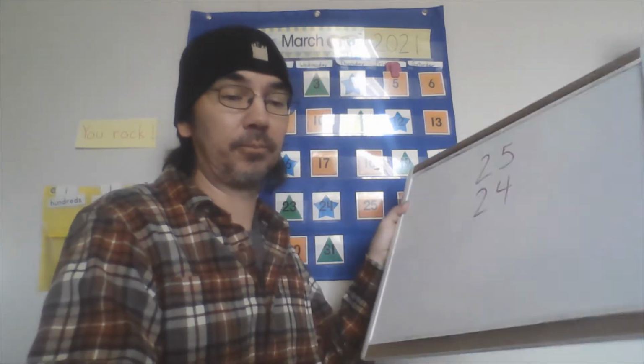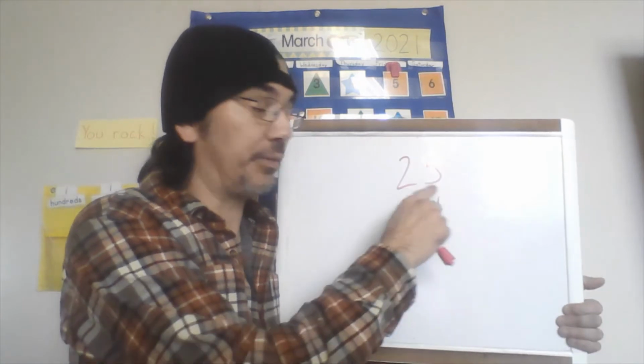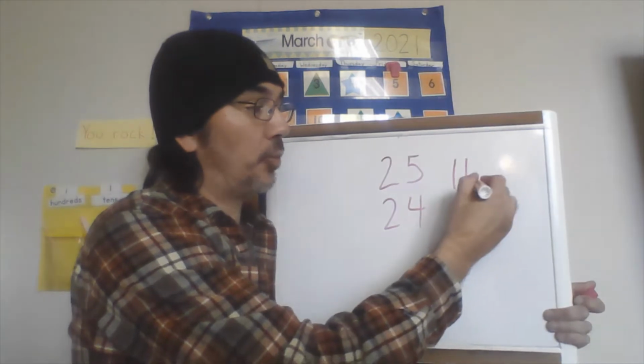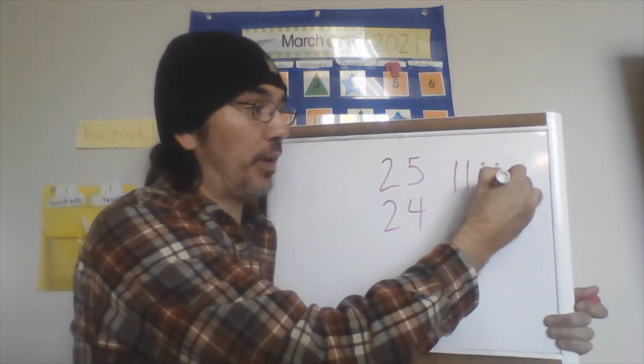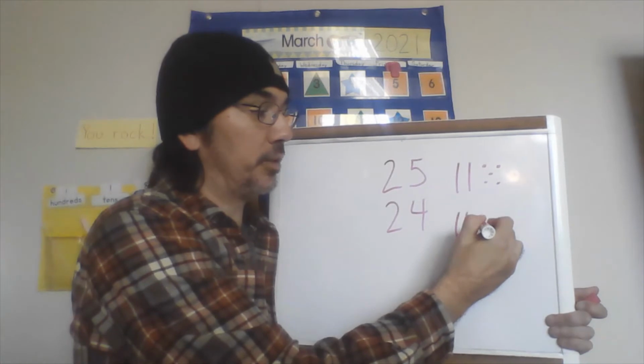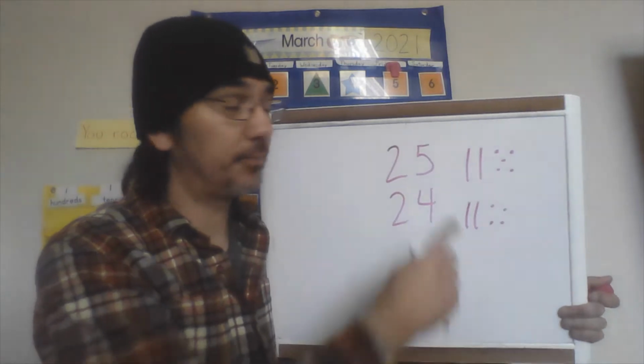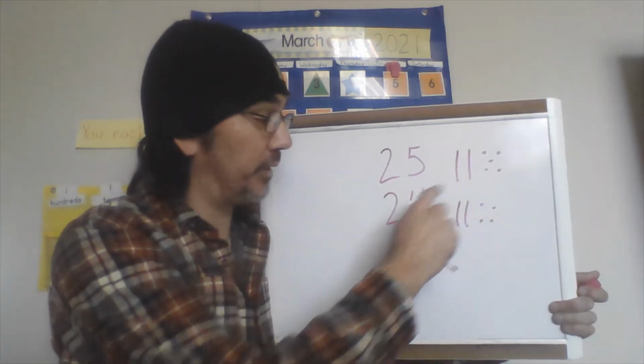Now, what happens if we come across something like this? Sorry, my eraser got behind me. If we come across two numbers that we are going to compare, but it looks like this: 25 and 24. Or we could draw them: 10, 20, 1, 2, 3, 4, 5. 10, 20, 1, 2, 3, 4. Now, we go to the tens. 2 tens. 2 tens.